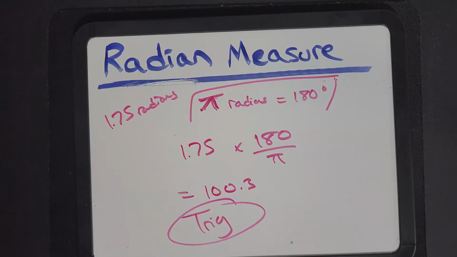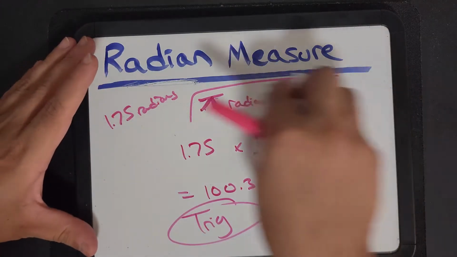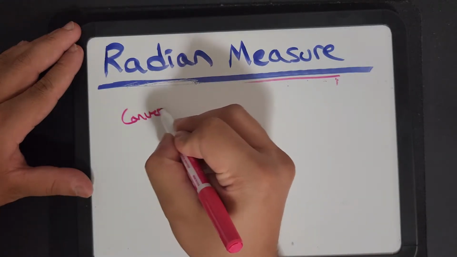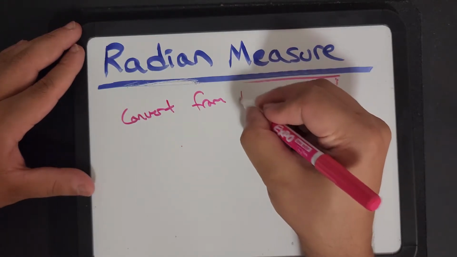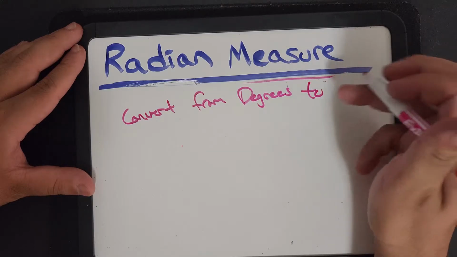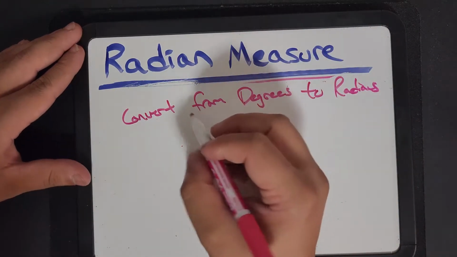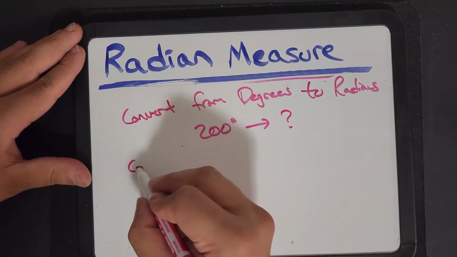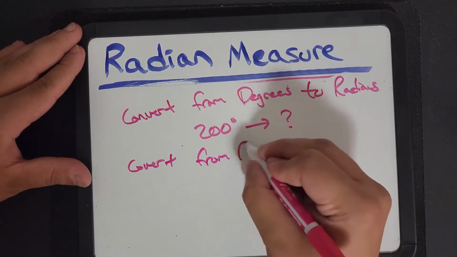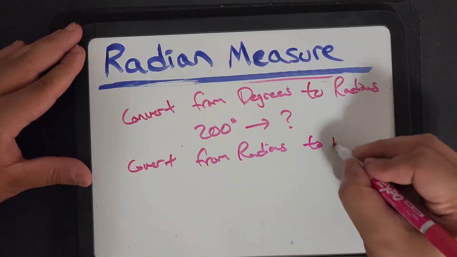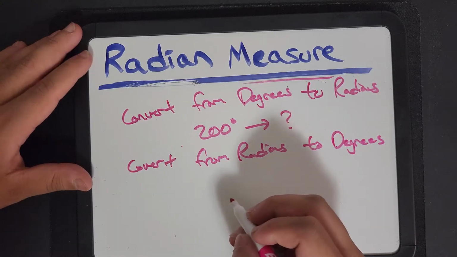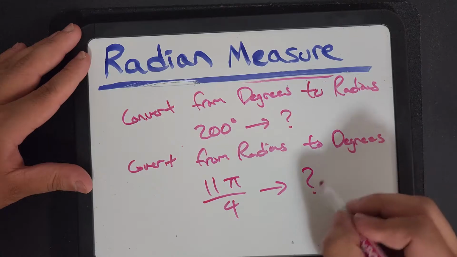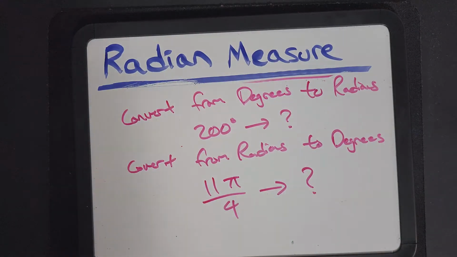And if you want to try it for yourself, you can, let's say for your homework, convert 200 degrees to rad, and then also convert from radians to degrees. Try doing 11 pi over 4 to degrees. Try these two and put it in the comments section.